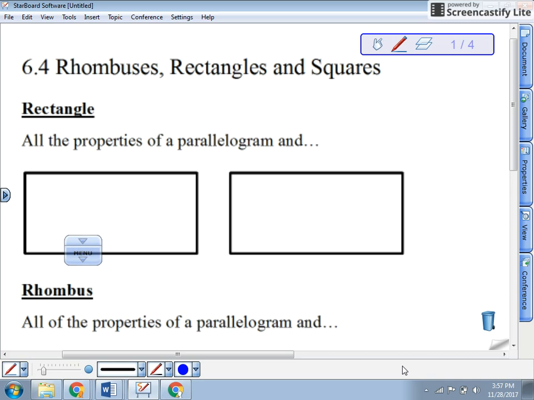Welcome to the notes on rhombuses, rectangles, and squares. So these are all quadrilaterals and these are all parallelograms. So when we look at a rectangle, they have all the properties of a parallelogram. We'll talk about those in a second, but they also have two more.